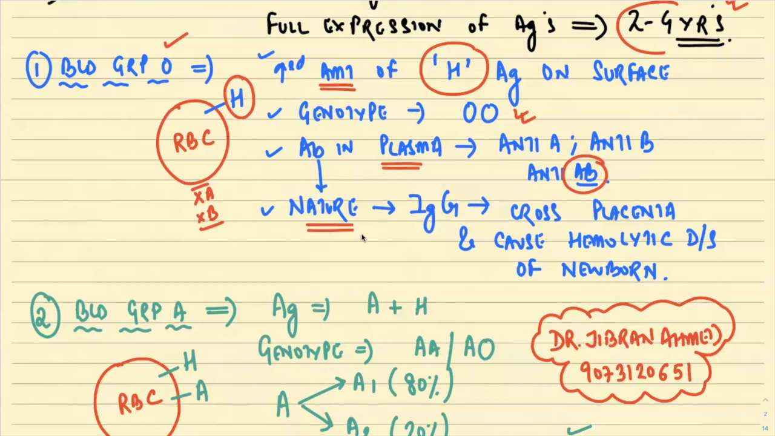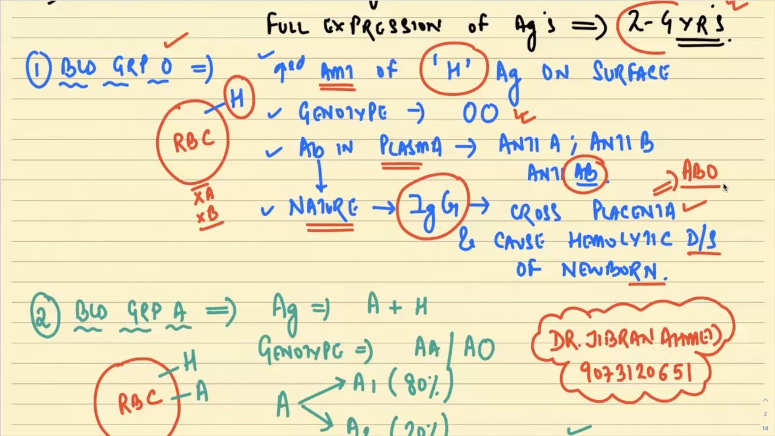And what is the nature of this antibody? This becomes very important. The nature of the antibody in the plasma that we see in group O individuals is of the IgG class. The importance of this IgG class is that it can cross the placenta and cause hemolytic disease of the newborn. What is this kind of hemolytic disease of the newborn also called? I have already taught about this in hemolytic anemia. It is called ABO hemolytic disease of the newborn, because over here we are just considering the ABO blood group system. Always remember this fact.